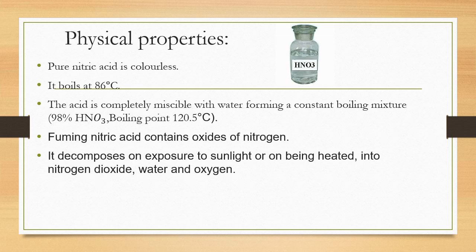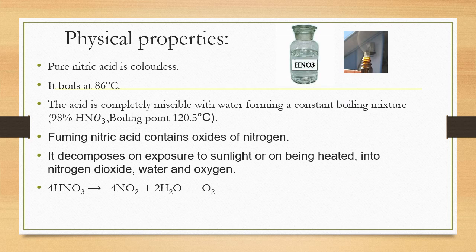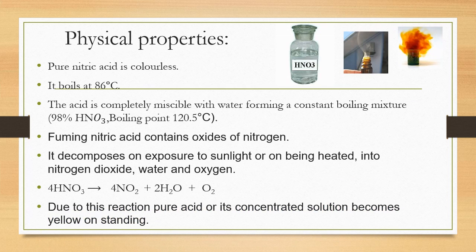It is more highly concentrated than ordinary nitric acid. Then it decomposes on exposure to sunlight. This fuming nitric acid, on exposure to sunlight or on being heated, is converted into nitrogen dioxide, water as well as oxygen. So these are the pictures of fuming nitric acid. Due to this reason, pure acid or its concentrated solution becomes yellow on standing. This is about the physical properties.